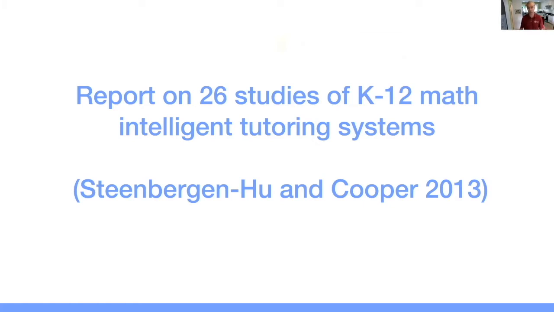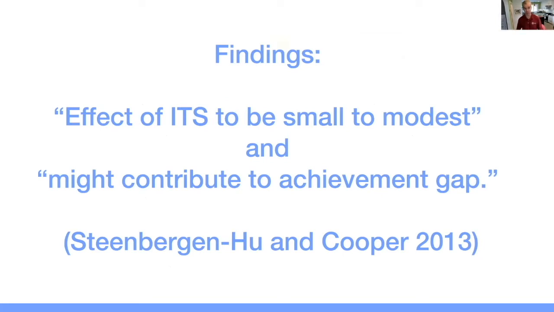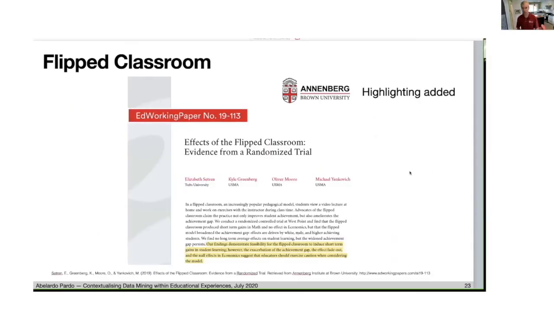But I just want to point out that the best meta-analysis, by Steenbergen-Hu and Cooper in 2013, analyzed these intelligent tutoring systems and basically had this to say: the effect of these intelligent tutoring systems tends to be small and modest, and might also be contributing to the achievement gap. That is what we don't want, stuff like this.